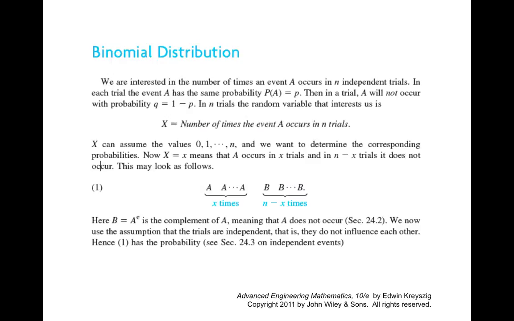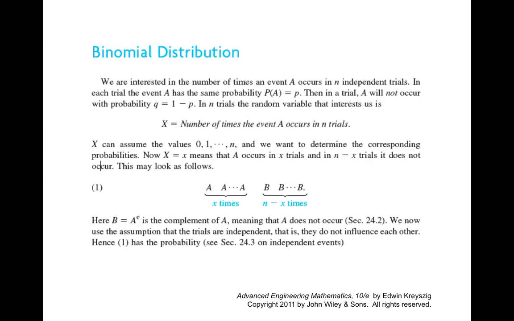So in each trial, each event A is going to have the probability little p. So the probability that A does not occur will be 1 minus p, which we'll call little q. So in n trials, this random variable that we're interested in is capital X. And capital X is going to be the number of times that event A occurs in little n trials. So obviously A could not occur at all, meaning that X is 0, or A could occur every time, meaning that X is n. And so we want to determine those corresponding probabilities.